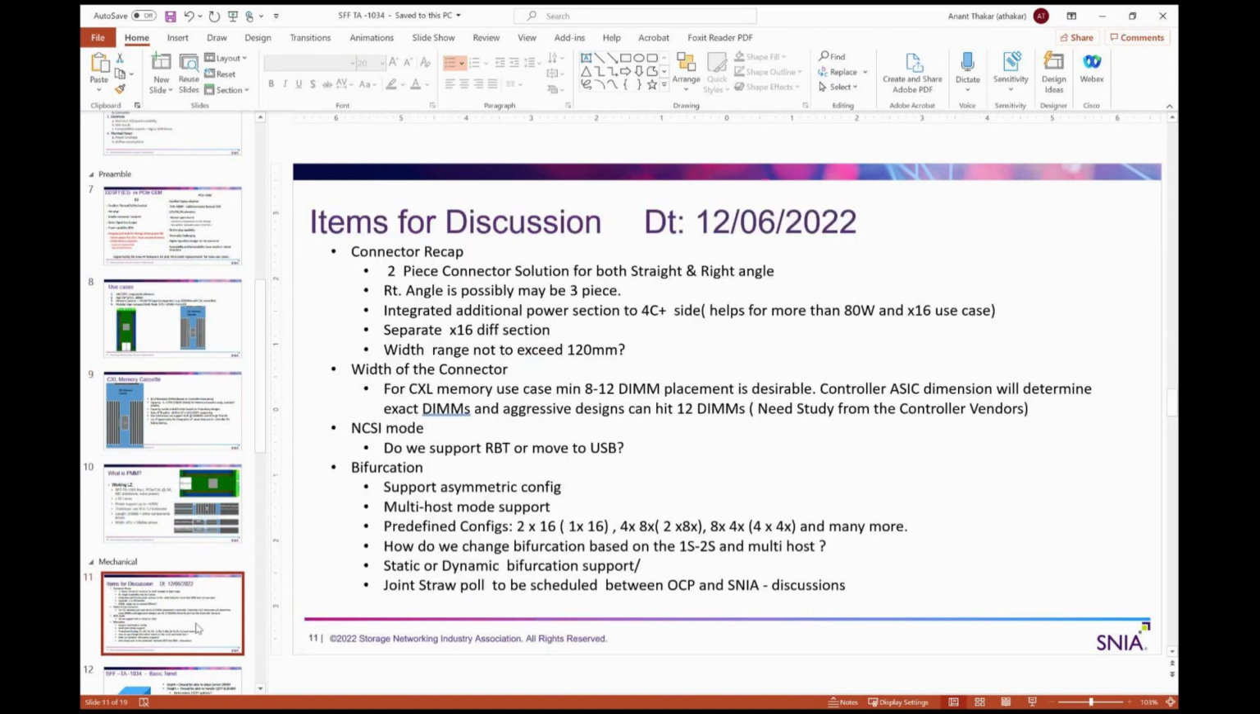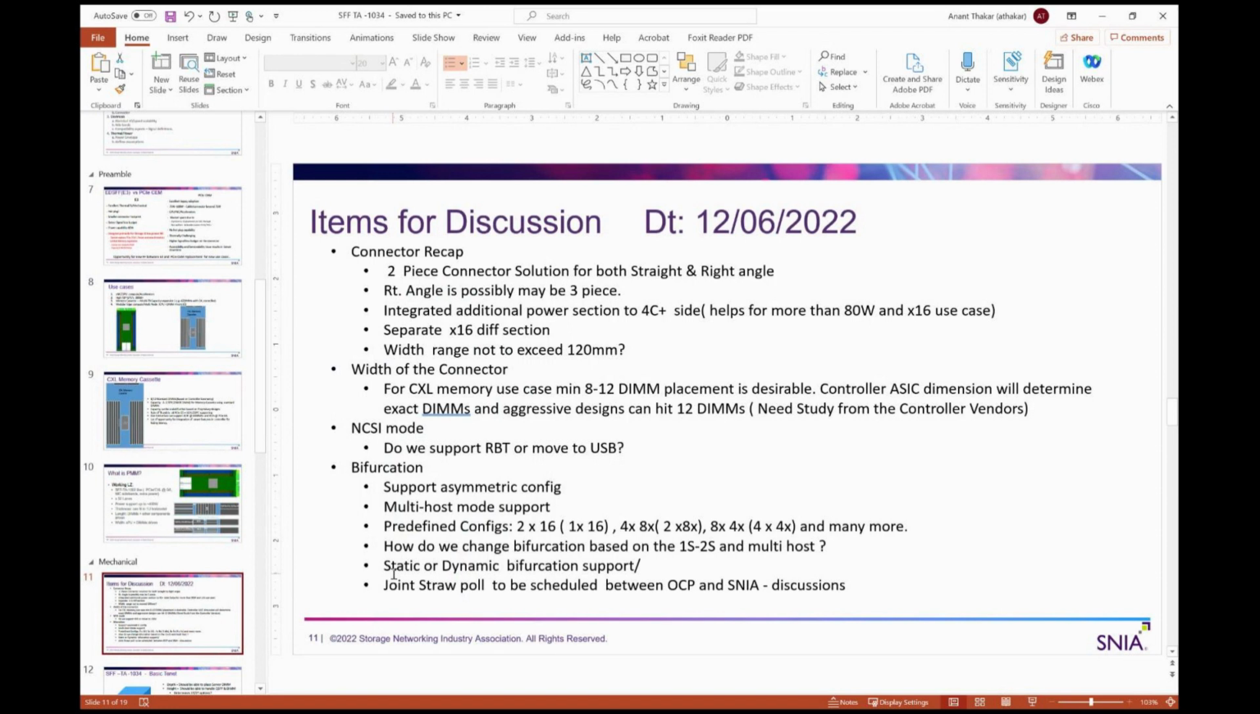So I think the biggest discussion happening right now is on bifurcation. I think Damien from the OCP or Meta was in the meeting yesterday. We are doing a straw poll on what sort of bifurcation and use cases, multi-host and all other things, you will be able to support, whether to do static or dynamic bifurcation.